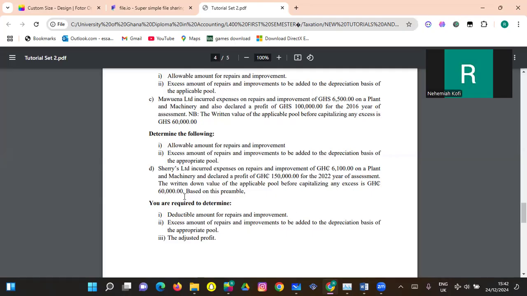So basically, 5% of this will be the deductible amount for repairs and improvements, which is going to be 3,000. Then the excess amount of repairs and improvement to be added to depreciation is going to be 6,100 minus the 3,000, which is going to give us 3,100. Then adjusted profit is going to be 150,000 plus this 6,100 minus the allowable amount, which is 3,000. So we are going to get, I think, 153,100.